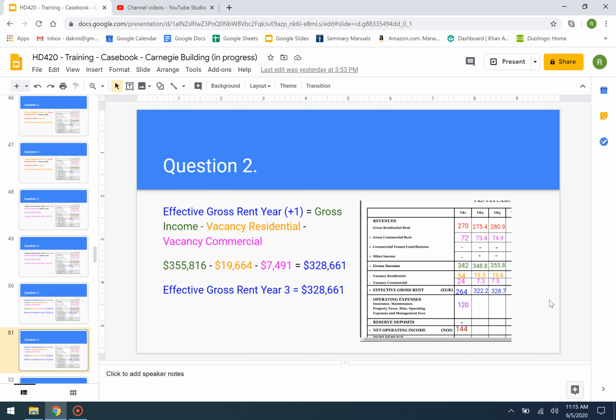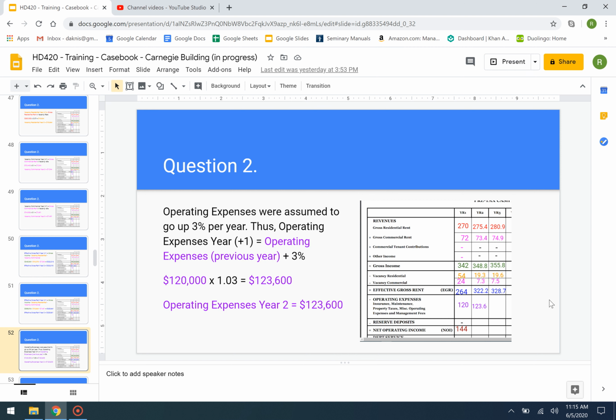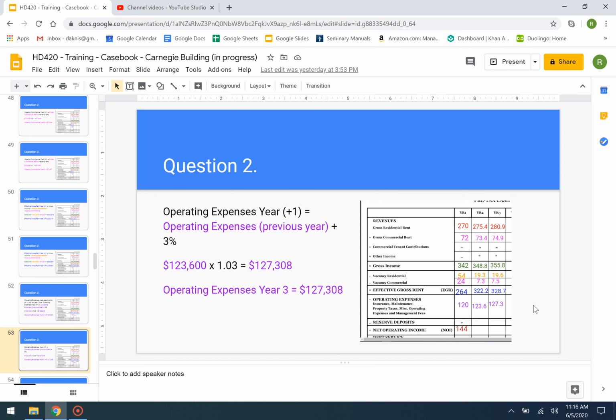All right, we're starting to get filled in. Now, net operating expenses were assumed to go up 3% per year, so not 2% like the residential and commercial rents. Instead, operating expenses are going up 3% per year. So we take our $120,000, adding 3% or timesing it by 1.03 for 123,600. So our year 2 operating expenses get plugged in right there for 123,600.